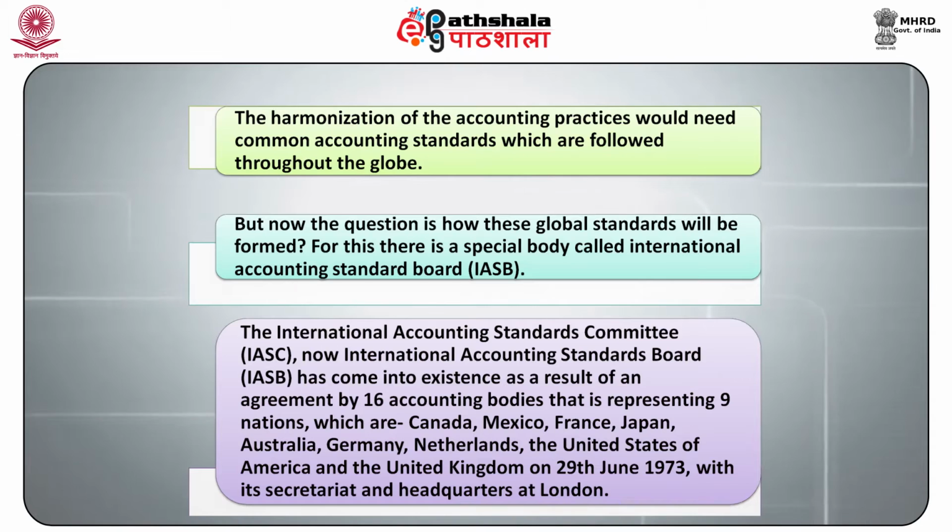headquarters at London. Currently, IASC has 153 accounting bodies representing 112 countries. It has issued 41 standards so far in order to harmonize the varied accounting standards and policies in different countries at present in use. Barring Canada, Japan and the US, all countries have accepted these standards.